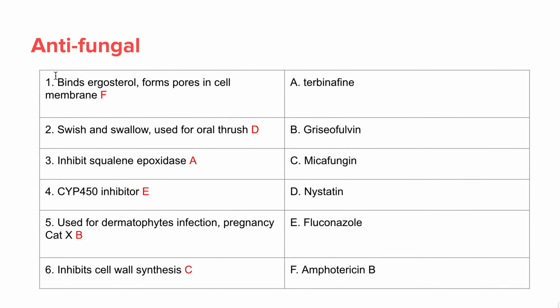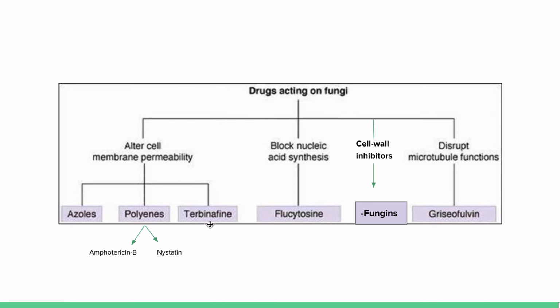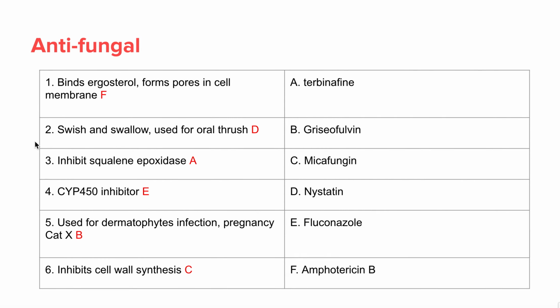So number one, binds ergosterol and forms pores in the cell membrane. This is your amphotericin B. This is part of the polyenes group. Okay, number two, swish and swallow and used for oral thrush. This is your nystatin. Number three, inhibits squalene epoxidase. This is your terbinafine. Okay, and number four, CYP450 inhibitor. This one is your fluconazole.